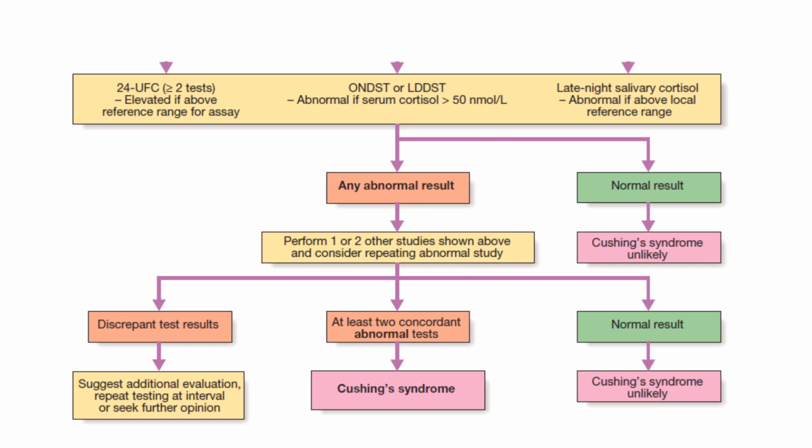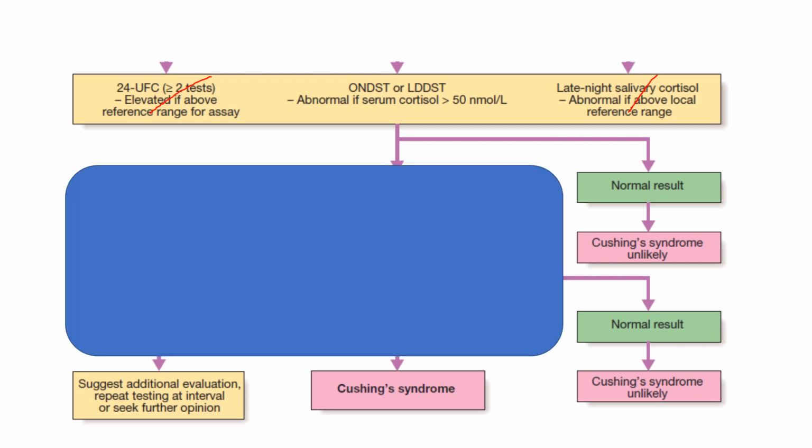So here, as I already told you, we are taking out these two. Now here what you do is, let's block the mid segment thing which appears confusing. So for all practical purposes, if the overnight dexamethasone suppression test or low dose dexamethasone suppression test is abnormal, you think about Cushing's syndrome, right? So that's a very simple way of looking at it.